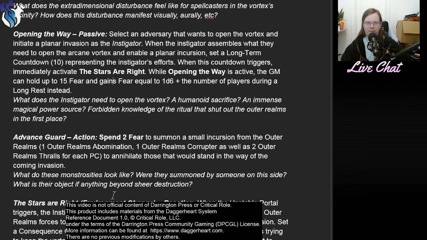Okay. So, Advanced Guard. Spend 2 fear to summon a small incursion from the Outer Realms. 1 Outer Realms Abomination, 1 Outer Realms Corruptor, as well as 2 Outer Realms Thralls for each PC. They are here to annihilate those that stand in the way of the coming invasion.